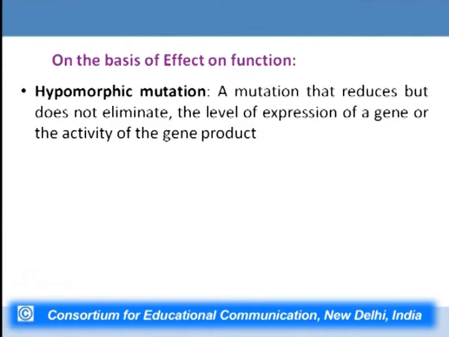Another type of mutation based on the function is hypomorphic mutations, which reduces but does not eliminate the expression of the gene, and basically decreases the activity of the gene product. It results because of nucleotide substitution, which prevents a protein from being produced at a high or normal level, or from an amino acid replacement, which reduces the activity of the protein. And it is sometimes referred to as leaky mutation.